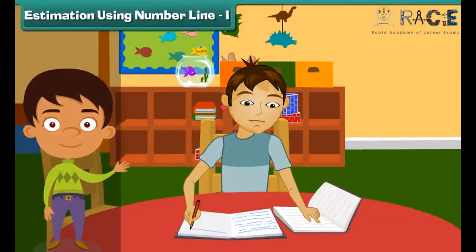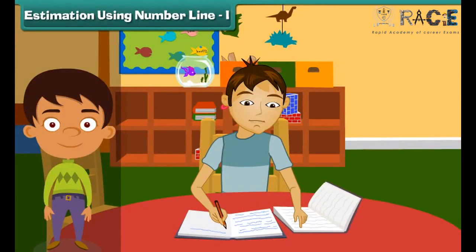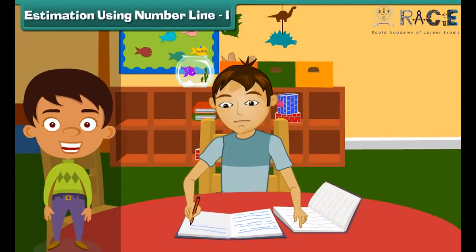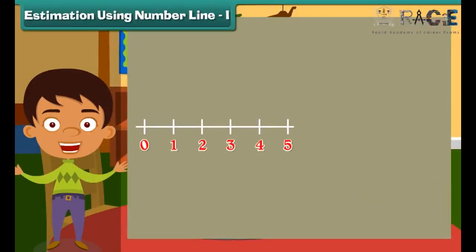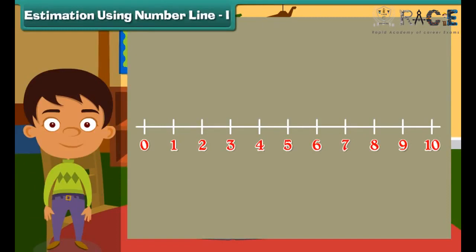Estimation using number line 1. Let us try something interesting. On screen you see a number line from 0 to 10. Can you guess the position of number 5 on this line? Yes, it will be in the middle of the line. The position of number 3 will be between 0 and 5 and number 7 will be between 5 and 10.